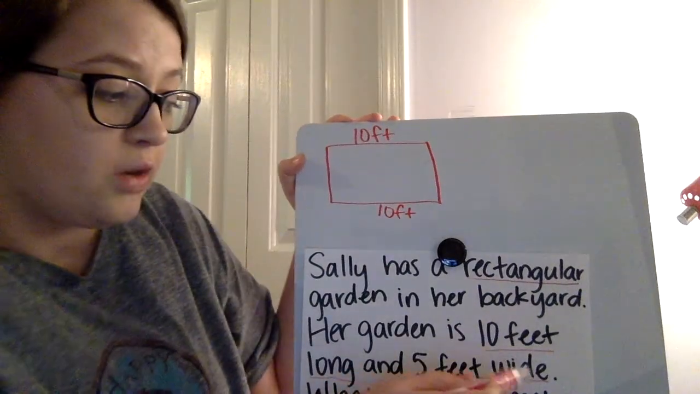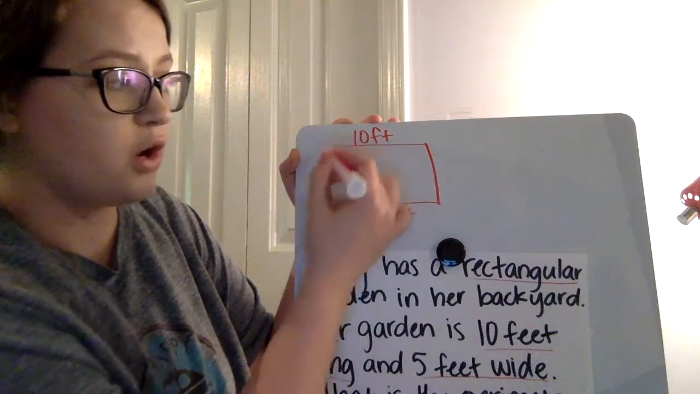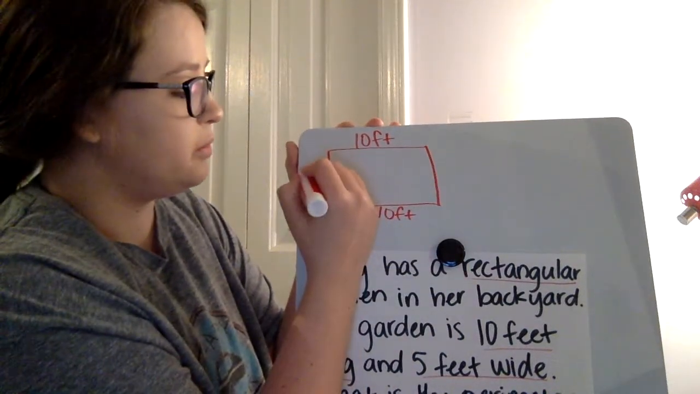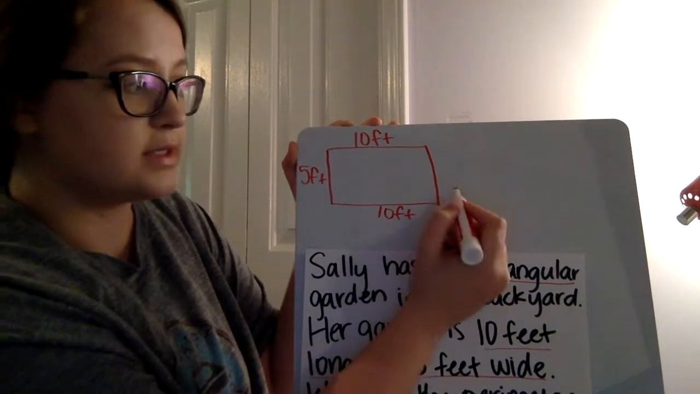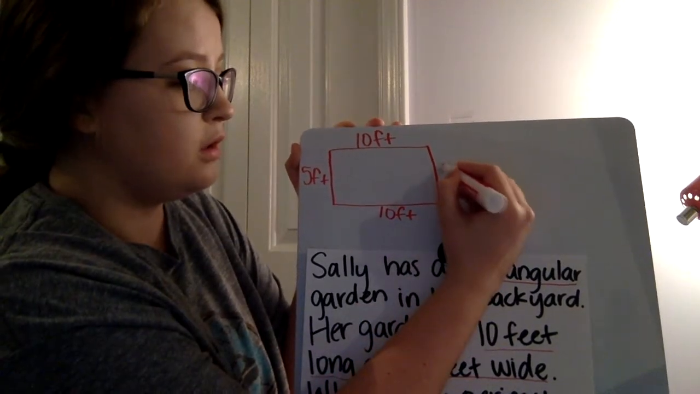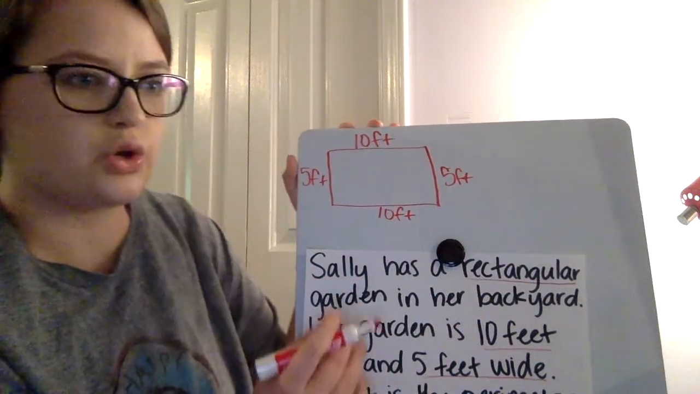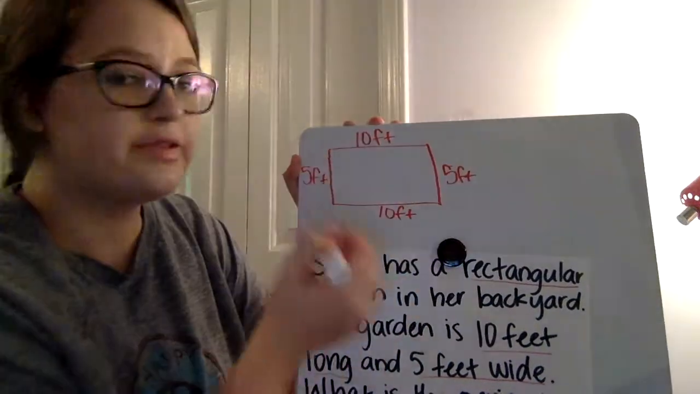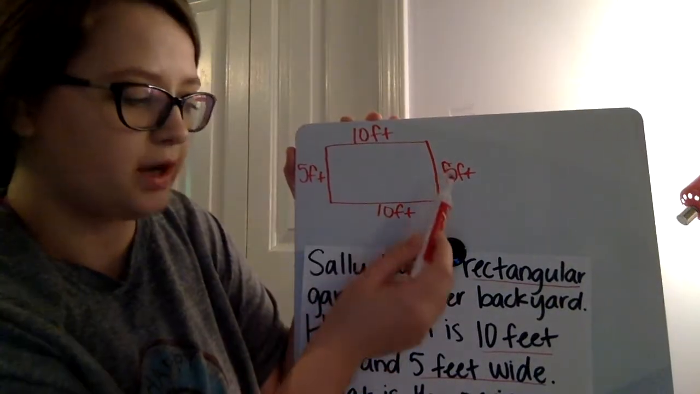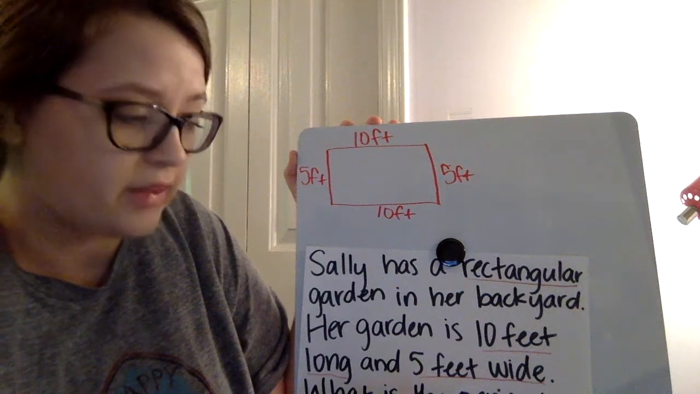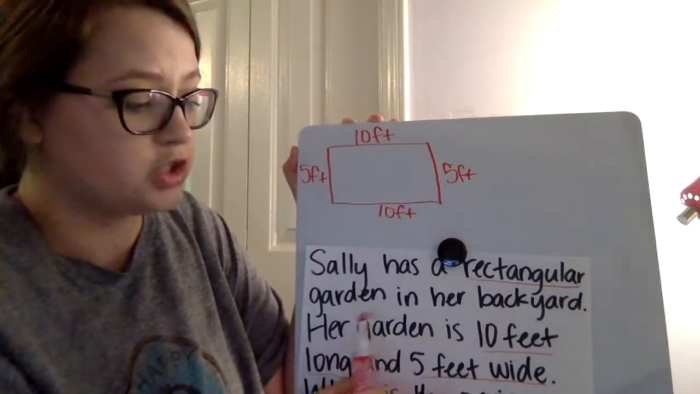And it's 5 feet wide. So if it's 5 feet wide, that means the width, or how wide it is, would be here, the shorter side. So if this side's 5 feet, we know that this side is equal, it's the same. That means this side is going to be 5 feet. So now we have all the sides accounted for. We know what the distance of each side is. So now we can find the perimeter. We can find the distance around the shape.